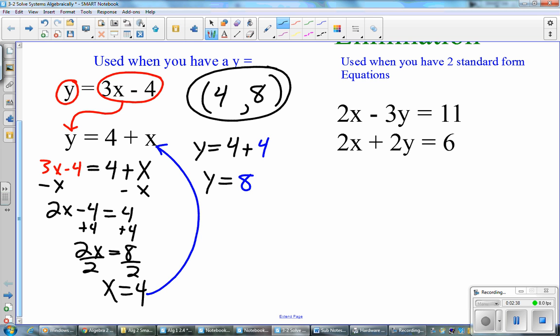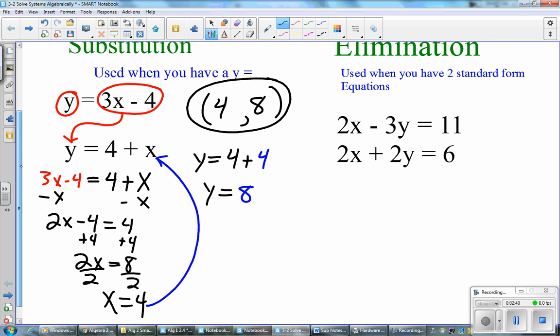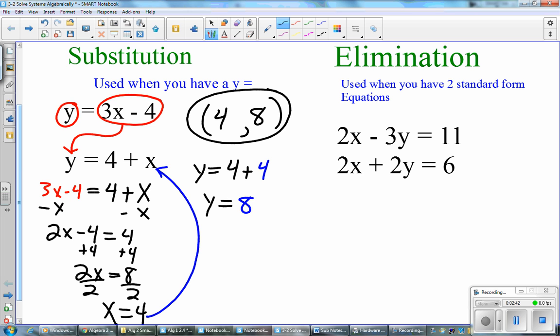The other option I have is called elimination. Elimination works best if both of them are in standard form. You want your x's and y's in the same spots. Now what you're going to do is treat this like an old school addition or subtraction problem. In fact, I don't like dealing with subtractions. I would much rather deal with an add.